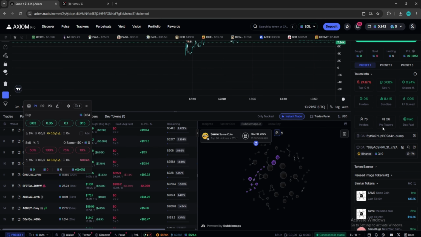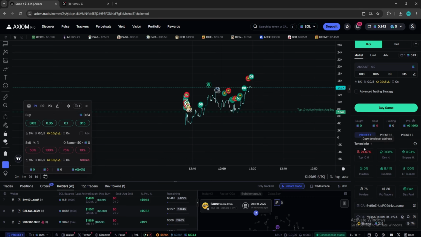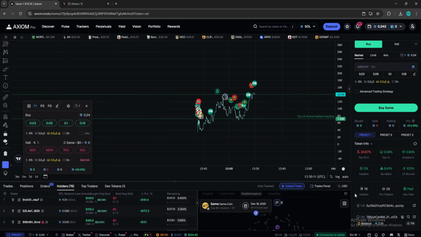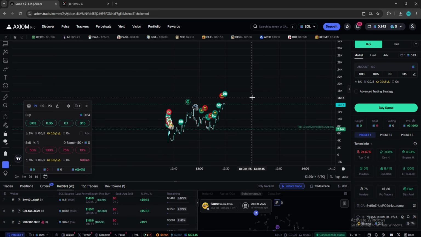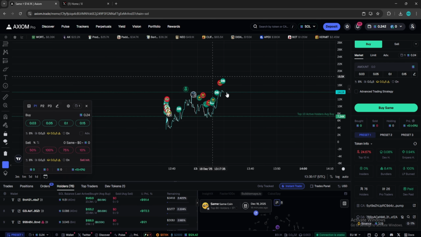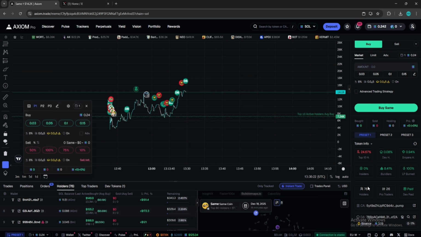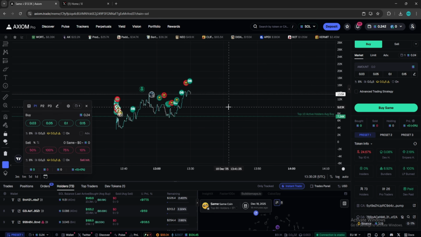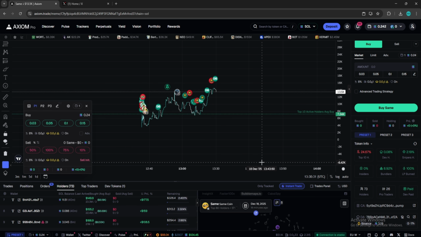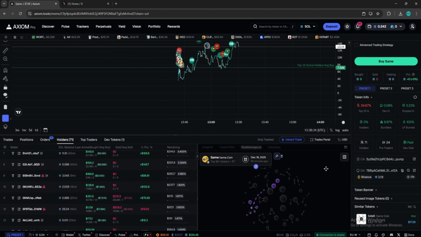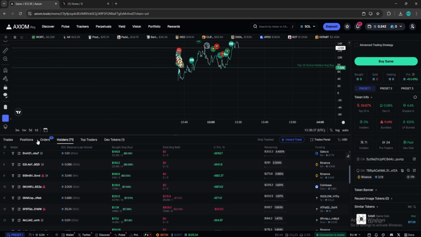Okay, and the next one we have is holders. Pretty self-explanatory: how many holders are in the coin. Very important that you look at this on a relatively consistent basis, because you want to see this number going up as the coin chart is going up. Even if it goes down and then up, you want to gauge the holders in correlation to the price and what the chart is doing as well. Very important.